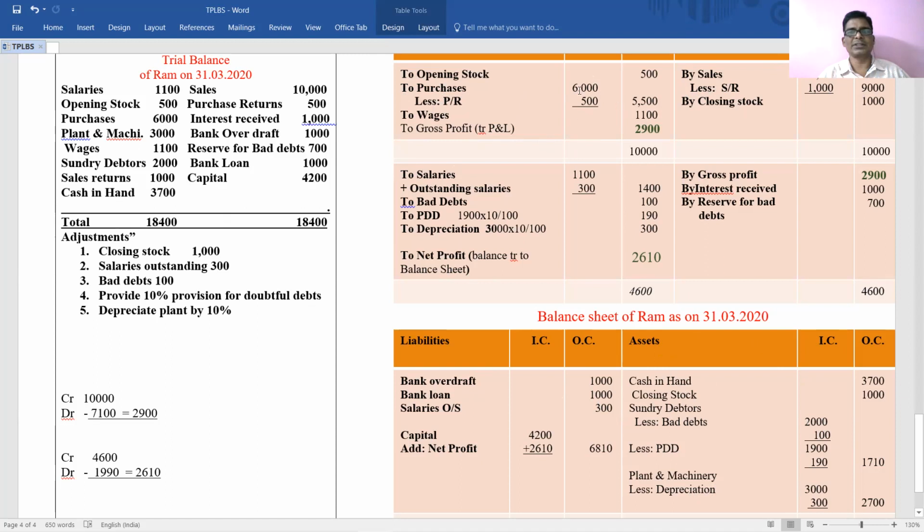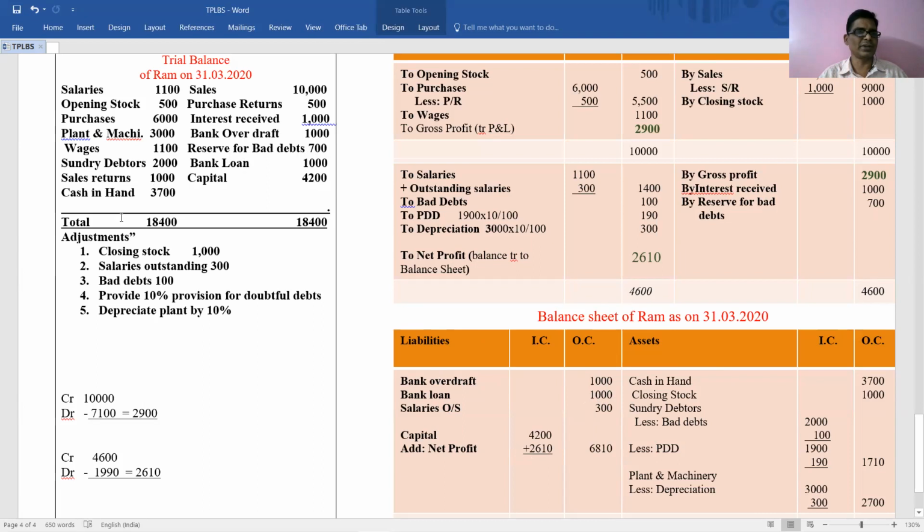Purchase returns TD minus: 6000 minus 500 is 5500. Interest received PC only once. Bank overdraft L only once. Reserve for bad debts PC only once. Bank loan L only once. Capital 4400 only once.